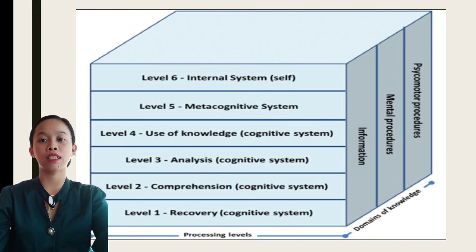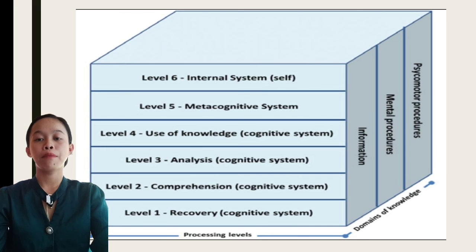And to recap, the 6 levels of the new taxonomy by Marzano and Kendall are retrieval, comprehension, analysis, knowledge utilization, metacognition, and self-system thinking.